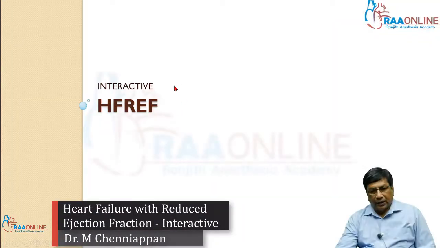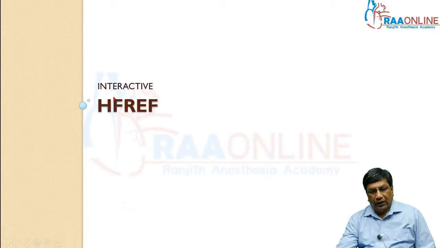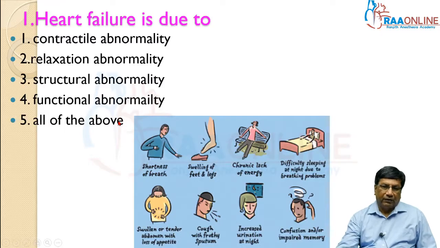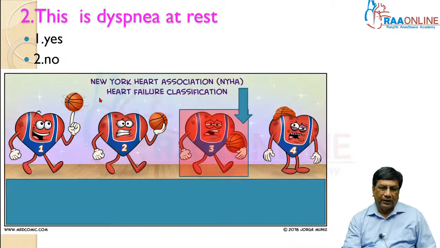So, having seen the lecture on heart failure with reduced ejection fraction, we have a pictorial interactive session on this topic. The first question: heart failure is due to contractile abnormality, relaxation abnormality, structural abnormality, functional abnormality. The definition itself, I told you, it is due to all the four which can produce heart failure. So, it is all of the above: contractile, relaxation, structural and functional.